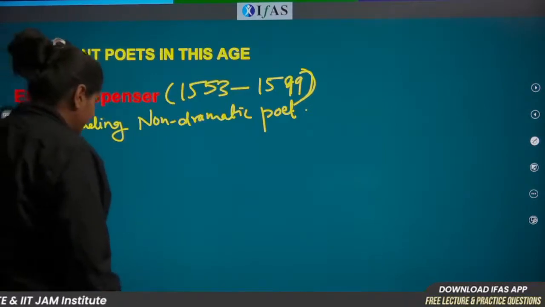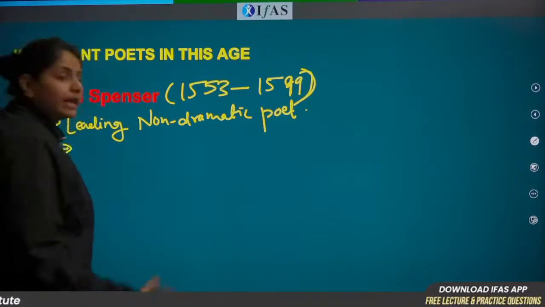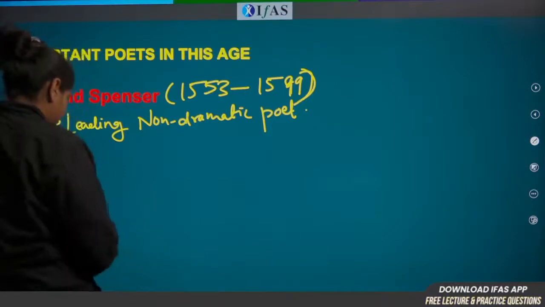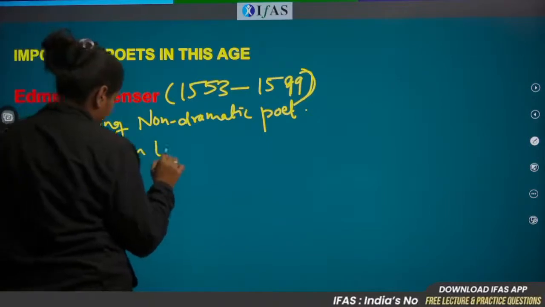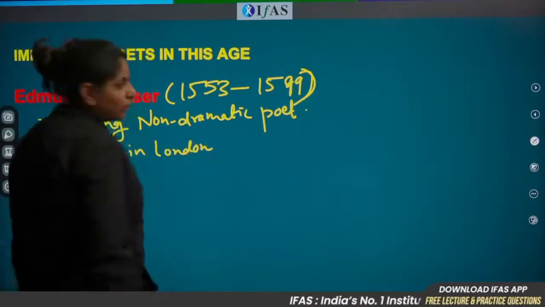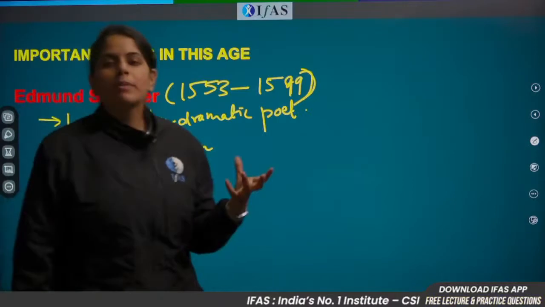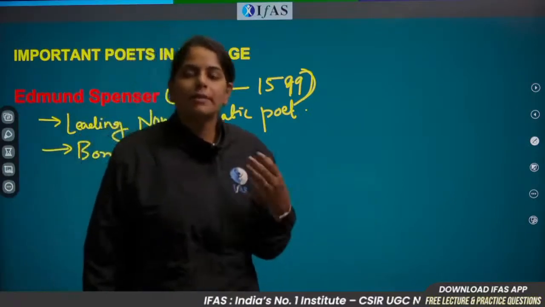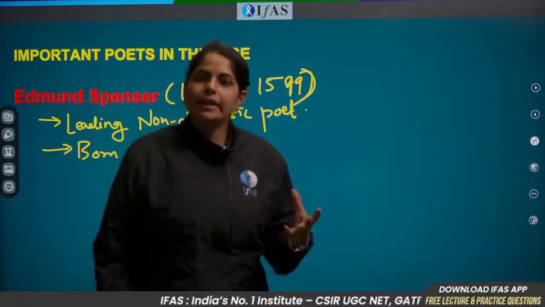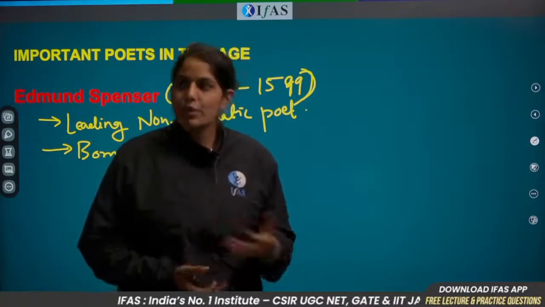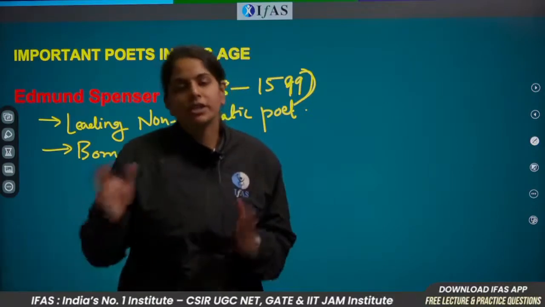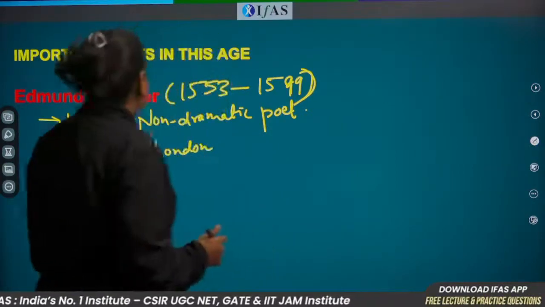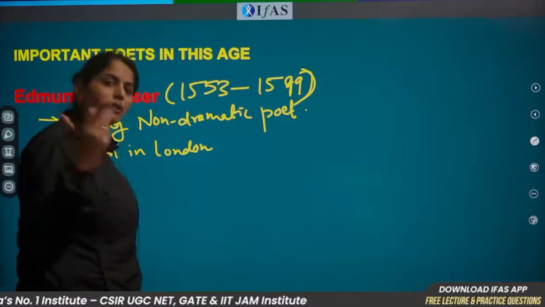The second important thing that you have to remember about Edmund Spenser is that he was born in London and he was educated at Cambridge. So they might also ask you in the exam which Elizabethan poet was born in London and educated at Cambridge, or where he was educated. From where did Edmund Spenser take his education? At that time you should know that he was born in London and he took his education from Cambridge.